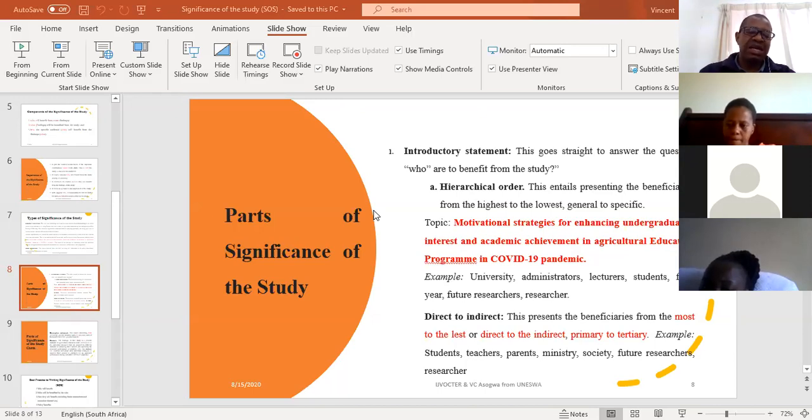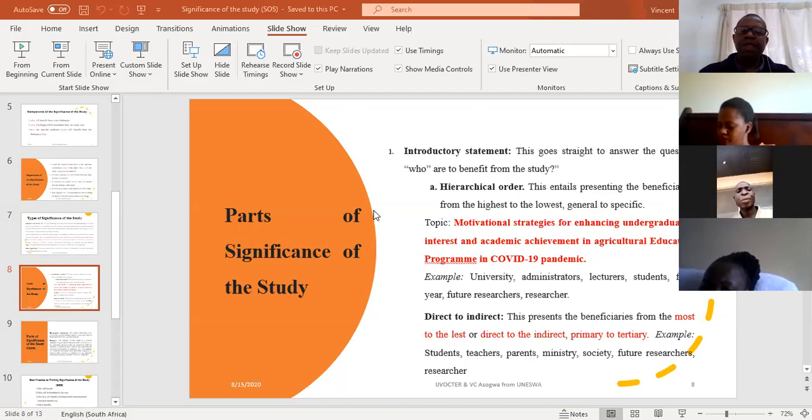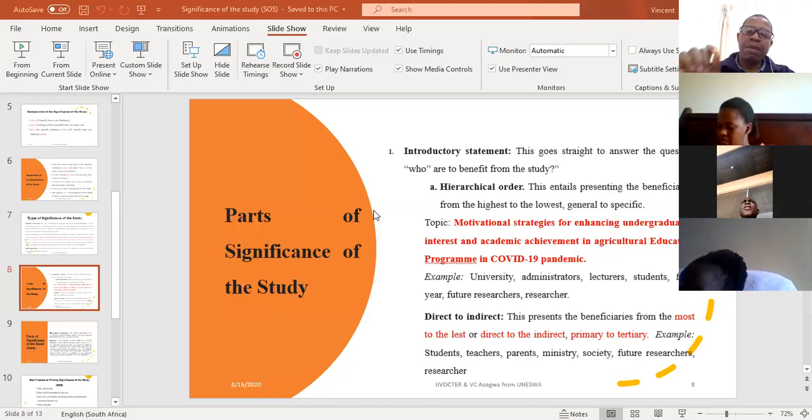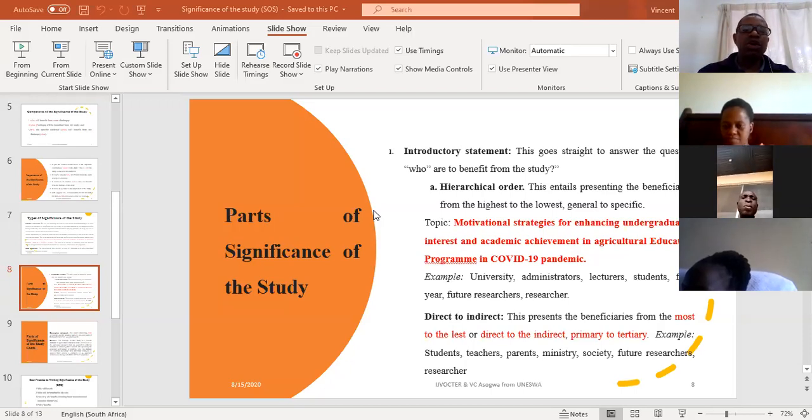And I advise here that sometimes people say it will be beneficial to administration. No, if you're talking of administrators, you use administrators. Don't say it will be beneficial to administration. So that when you are making reference, you will pin down who will do what. But when you say administration, you may not be able to pin them down. Now, having said that, we now go into the arrangement of those beneficiaries.